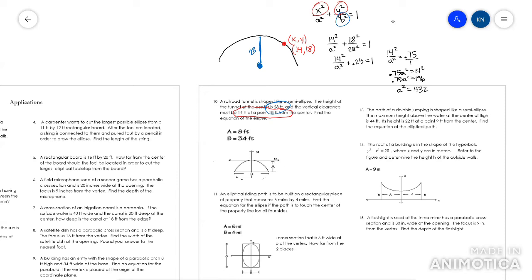And I don't even need to know what the root of that is because what they're looking for is an equation. So my equation would look like x squared over that 432 that we just solved for, plus y squared over, we knew b was 28, so b squared is 28 squared. So that's 784, and it equals 1. This would be my equation. This is very misleading. I wouldn't look at that.